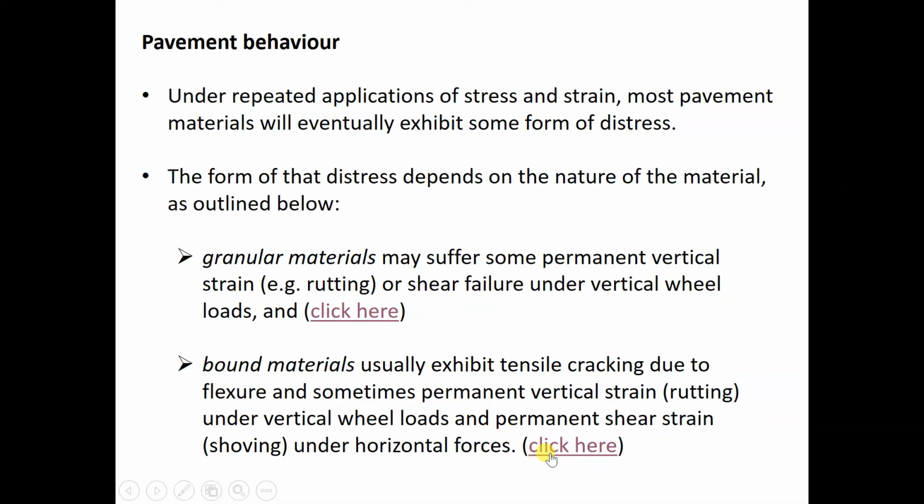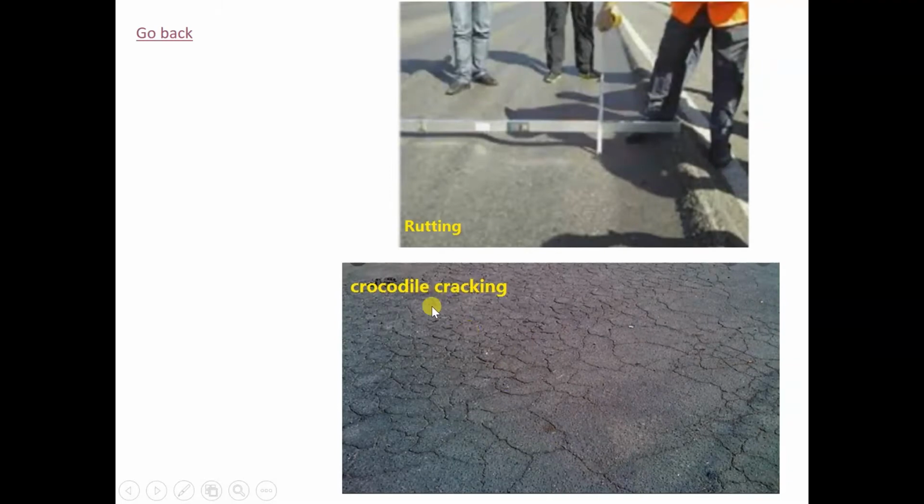For the cracking, this is a crocodile crack. The cracking initially could be horizontal cracks or vertical cracks, not vertical, horizontal cracks, or rather transverse cracks, or longitudinal cracks, diagonal cracks. And when all these cracks are joined together, they become the crocodile cracks. In other places where there's no crocodile, like North America, they call it alligator cracking. Okay.